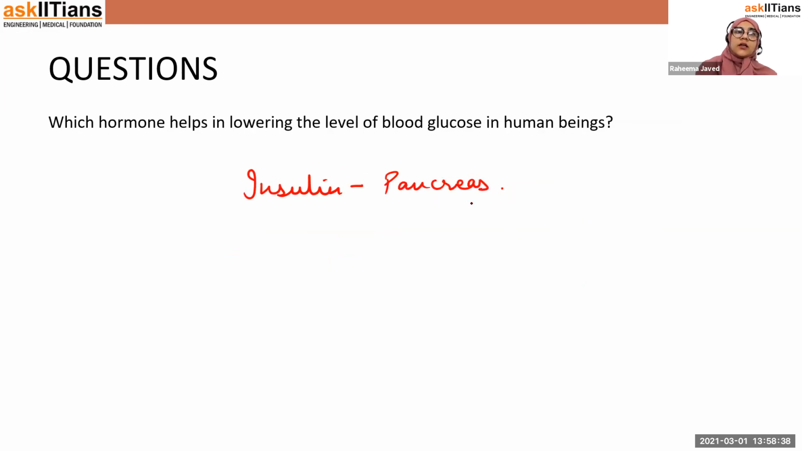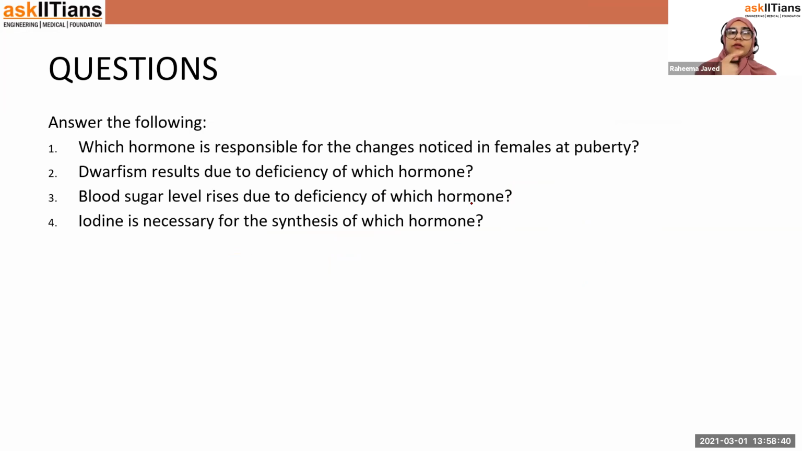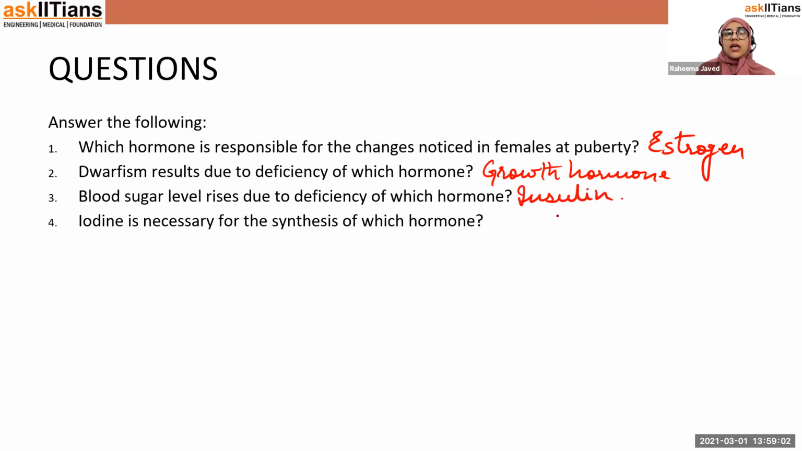Then answer the following. Which hormone is responsible for the changes noted in the females at puberty? This is estrogen. Dwarfism results due to the deficiency of which hormone? Growth hormone. Blood glucose level rises due to deficiency of which hormone? Insulin. Iodine is necessary for the synthesis of which hormone? Thyroxine.